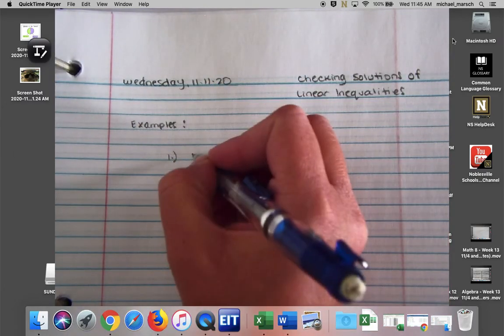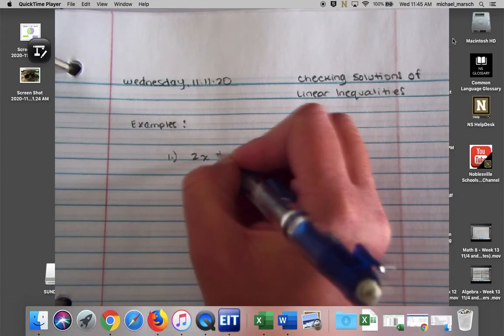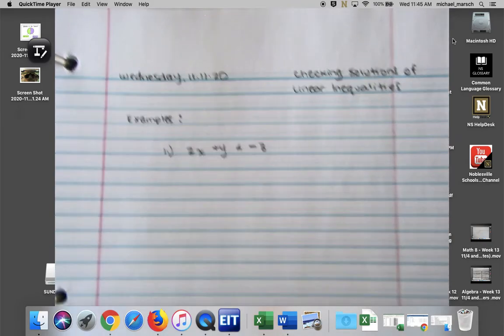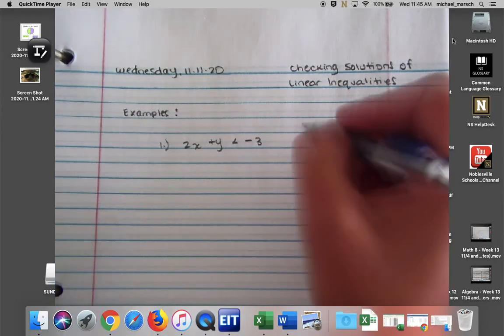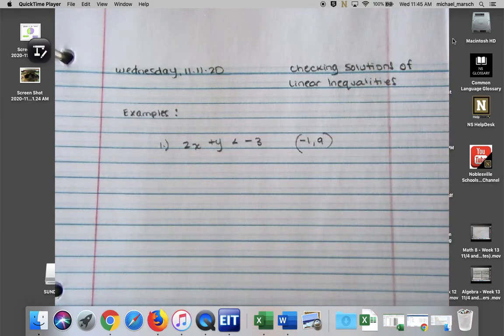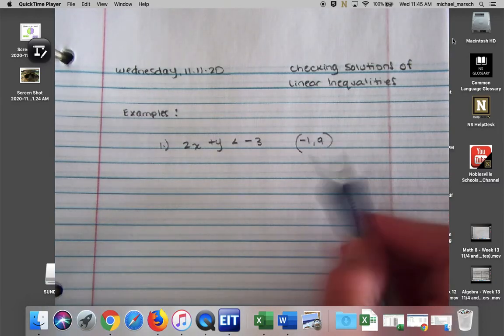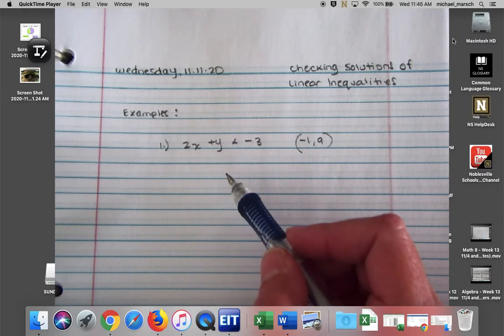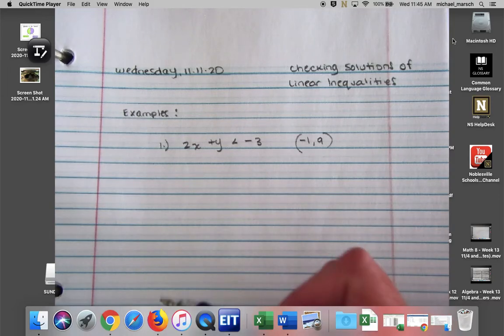So if we have this linear inequality, 2x plus y is less than -3, and I give you the ordered pair -1, 9, I need to know if this ordered pair would be in part of that shaded area. Okay, but I don't want to have to go through all the work of shading it. I just want to do a shortcut.